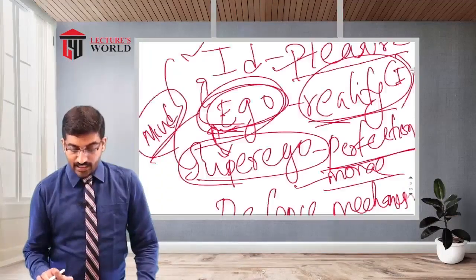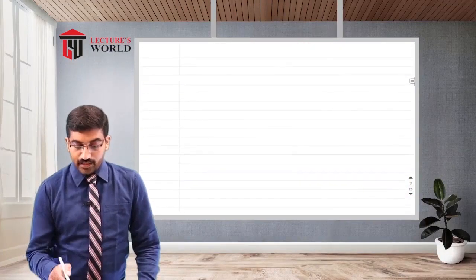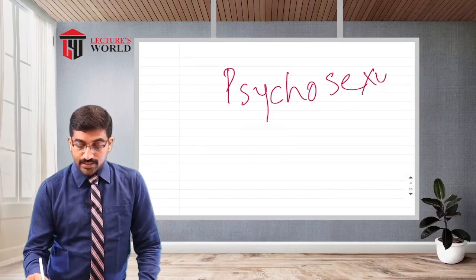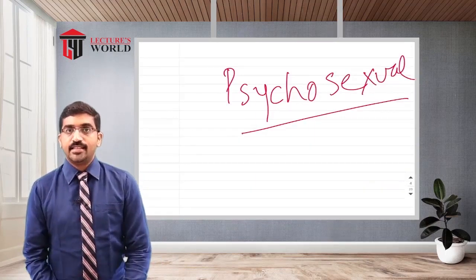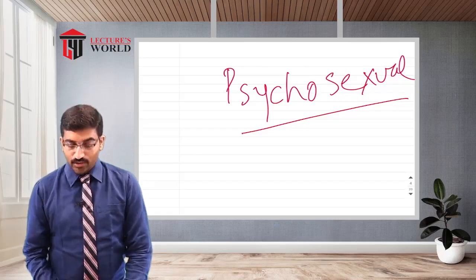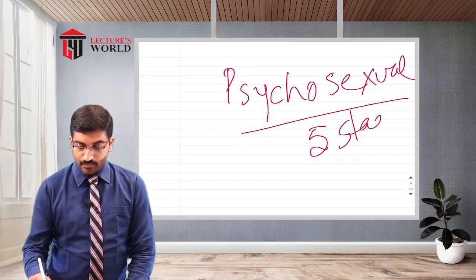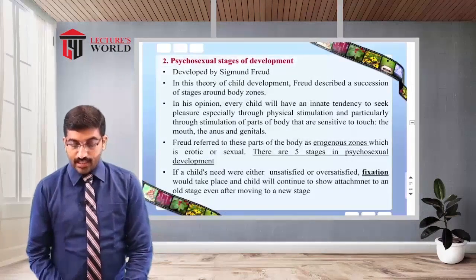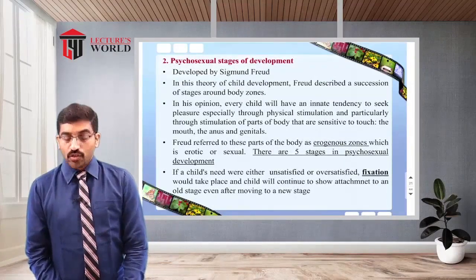So the next theory is psychosexual. This is also given by Sigmund Freud only. What was the first theory about? The first theory was about psychoanalytic, id, ego, superego. Now psychosexual has a total of 5 stages. Number 1, we will see. Before that, a brief introduction, because sometimes it will come in your short note also.